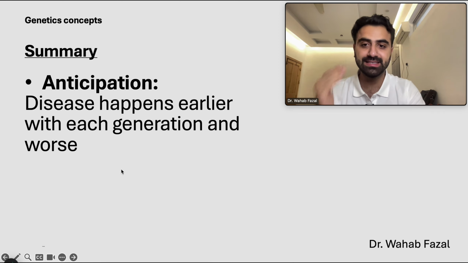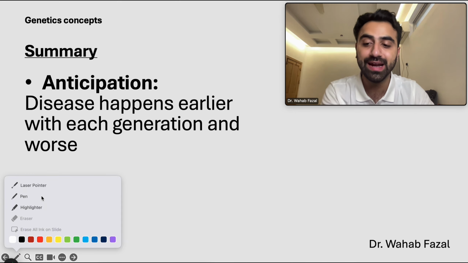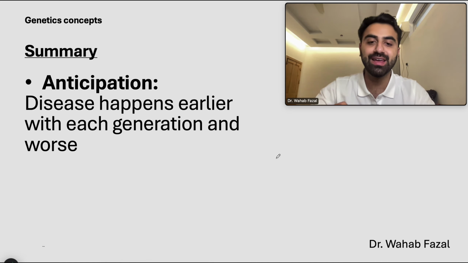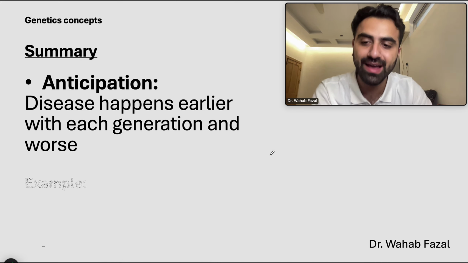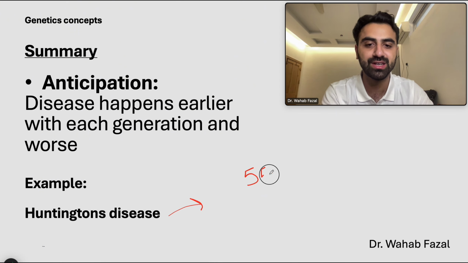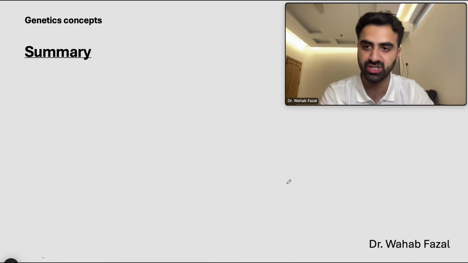That is, the disease happens earlier with each generation and worse. Why? Because of the trinucleotide repeat, we talked about trinucleotide repeat disorders, the number of those repeats is getting higher and higher. An example of that is Huntington's disease. It happens earlier with each generation. With the father, if it was 55, then in the kid it's 45, and then it might happen at 35 in the next generation, and even worse.